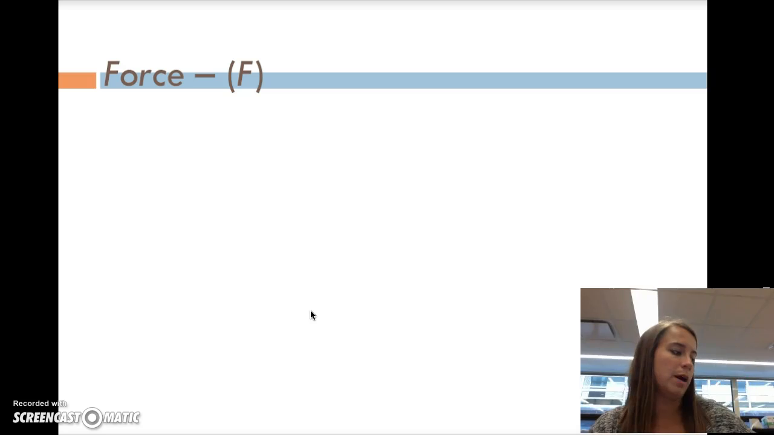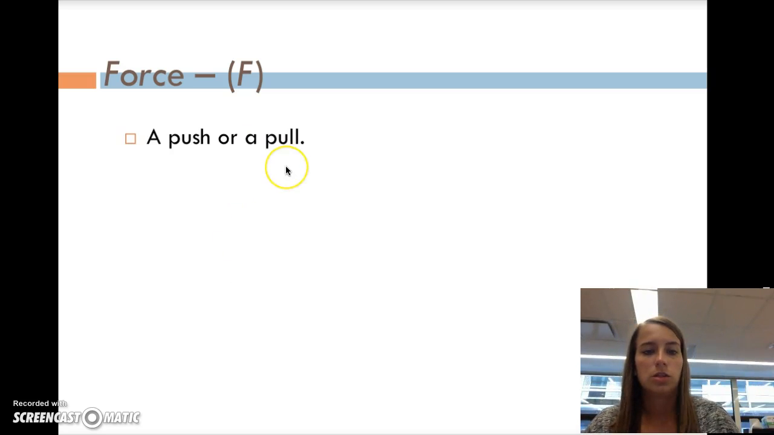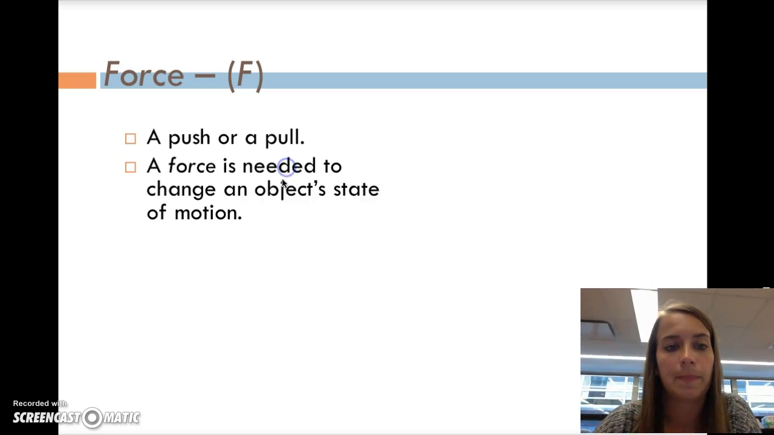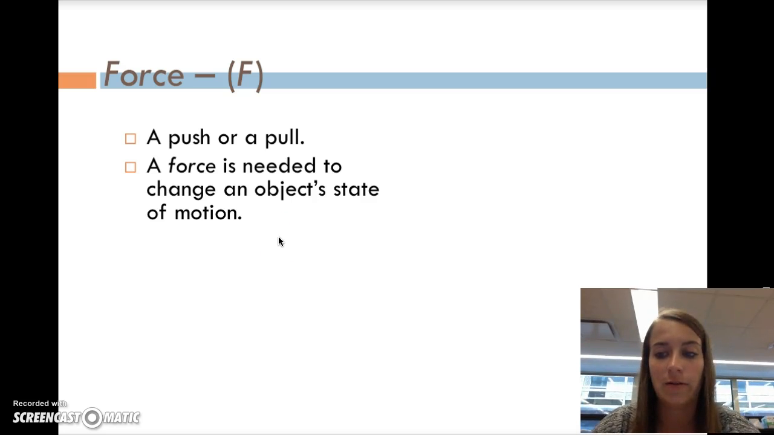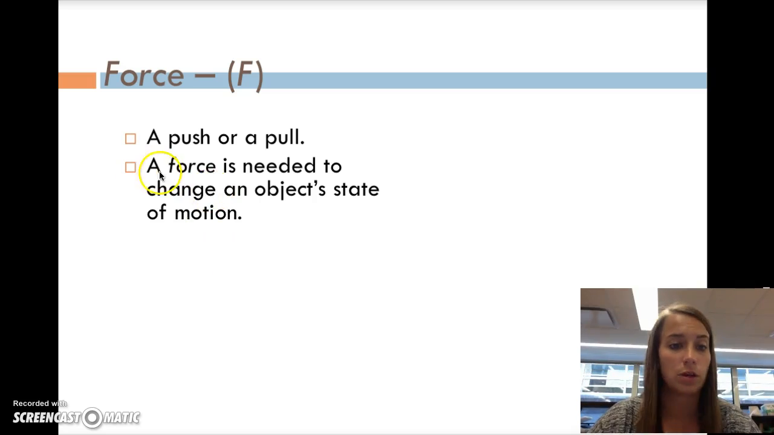So now we are in the packet on page 3, filling in the blanks. So force is a push or a pull. A force is needed to change an object's state of motion, okay? An object will not change its state of motion unless you have a net force there.